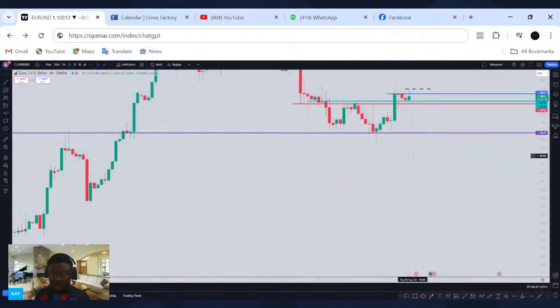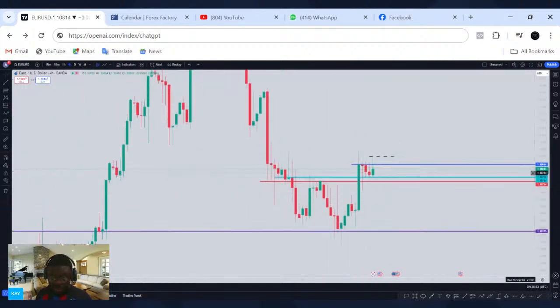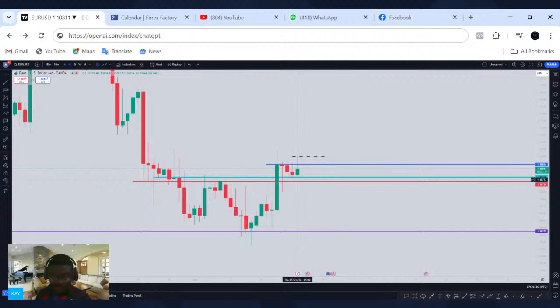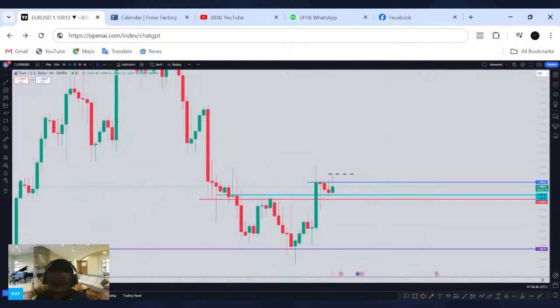All right, sorry, I had an emergency. So now we are waiting for this candle to pull back. When it pulls back, then we make a decision. We are waiting for the pullback of the candle.